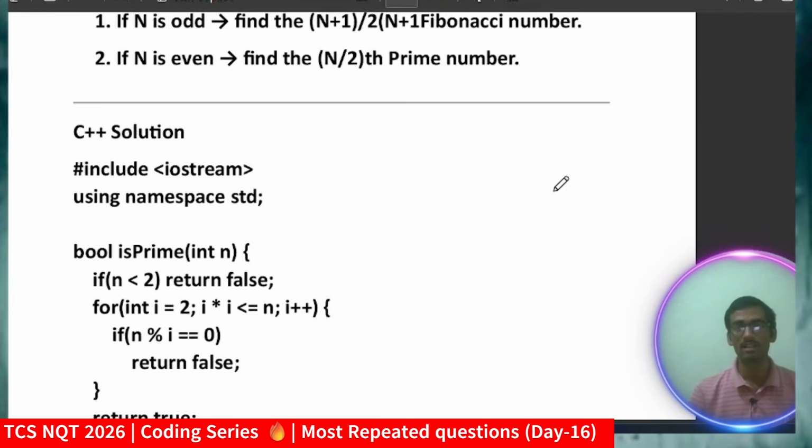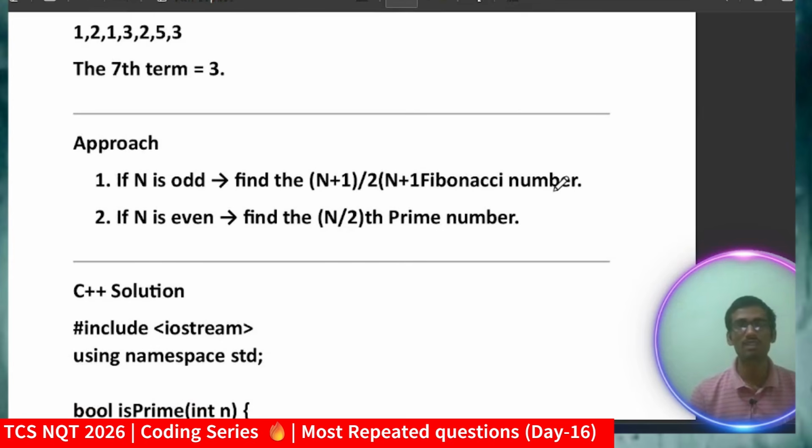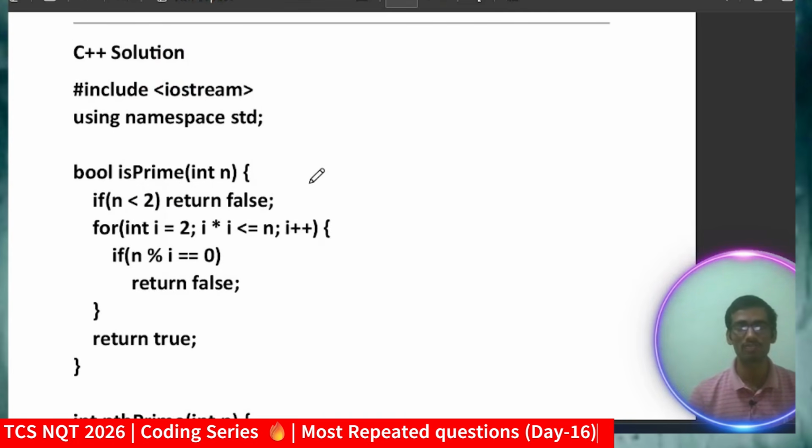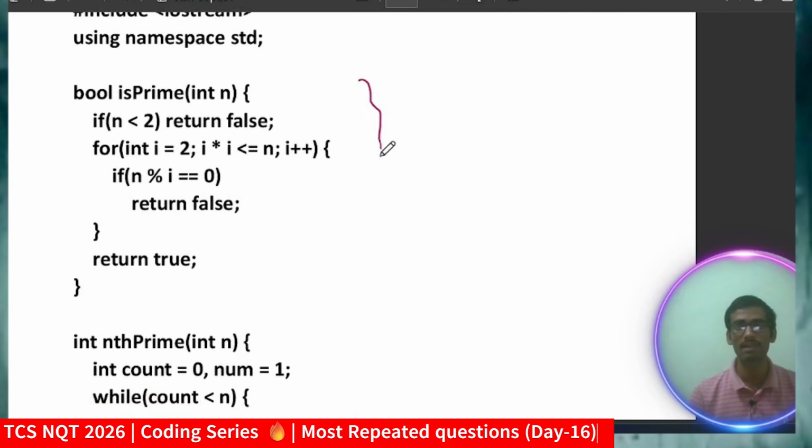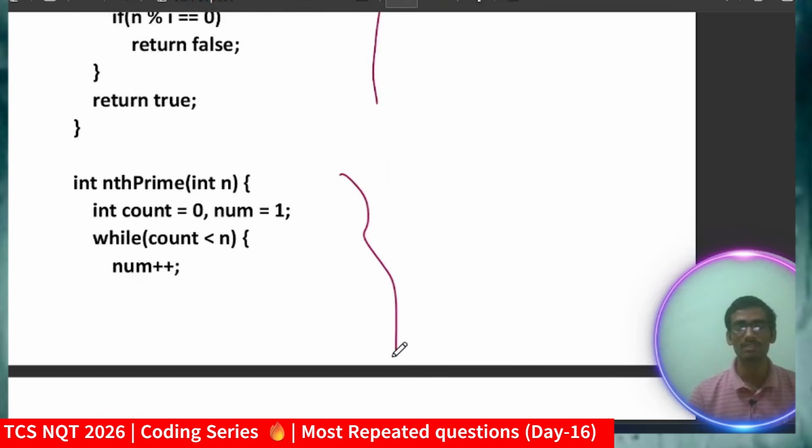Okay. Now let me come to the solution. The approach I will use is nothing special: I will just traverse and get the position detail. If the position is odd, I will print the Fibonacci number. If n is even, then print the prime number. Got it? So first of all, I will have to write the logic for both the prime number and the Fibonacci number.